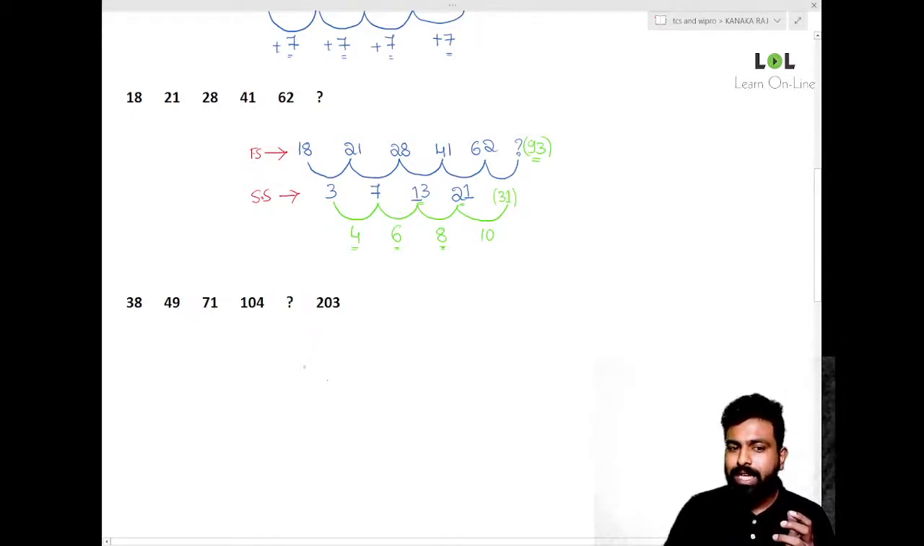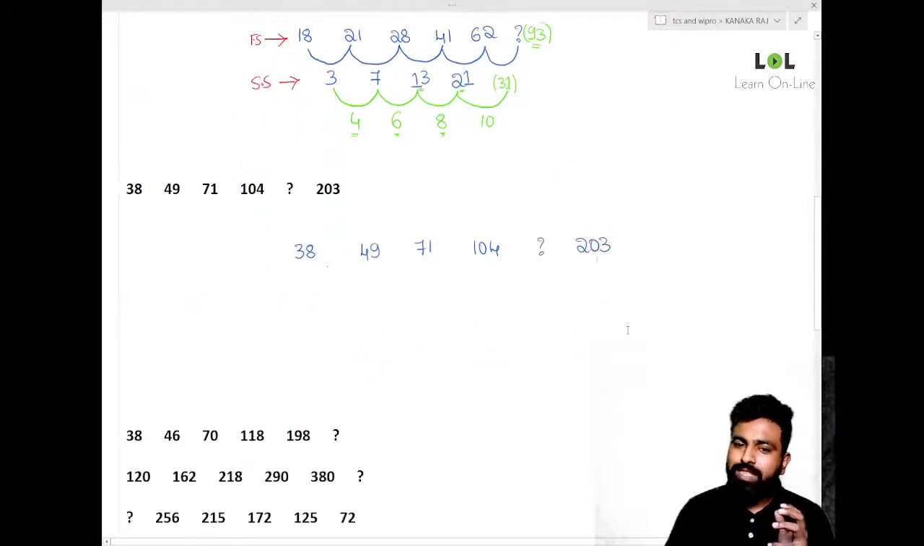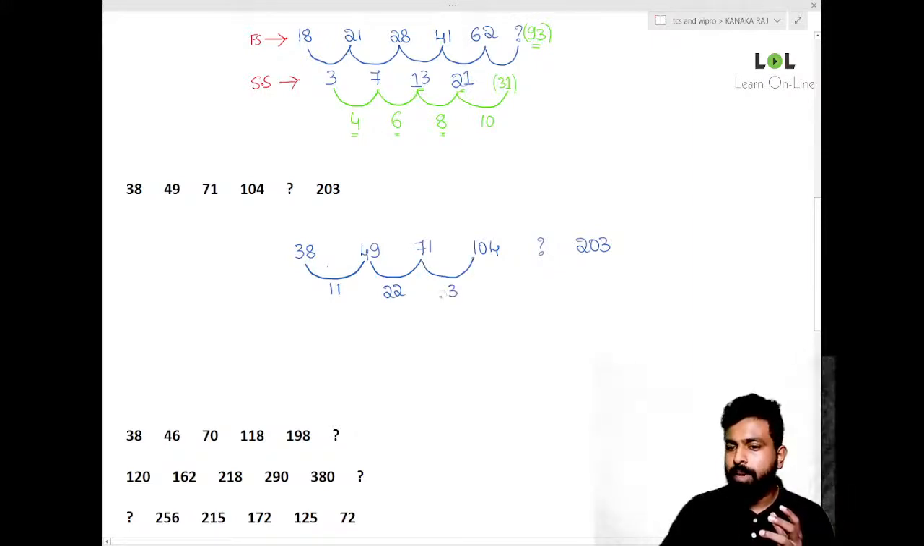So the next question, my series is 38, 49, 71, 104, question mark and 203. So first step, what kind of series is this? Difference series. As soon as I get to know it is a difference series, I'll start taking the difference. 38 to 49, 11. 49 plus 2 gives you 51, plus 20 gives you 71. 71 plus 3, 74, plus 30, 104. Now you don't know what it is.